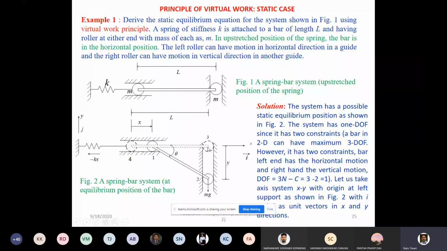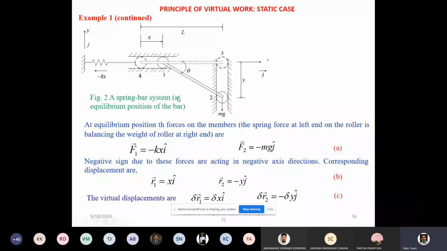So let us see the same figure here, and now we'll see what forces are acting on this particular bar. One force is here, which is mg, in the downward direction, which is negative as compared to what we have chosen, the y direction upward. So this particular force F2 is minus mg j, because it is opposite to y, where j is the unit vector in the y direction. So this is the force on the bar on the right side.